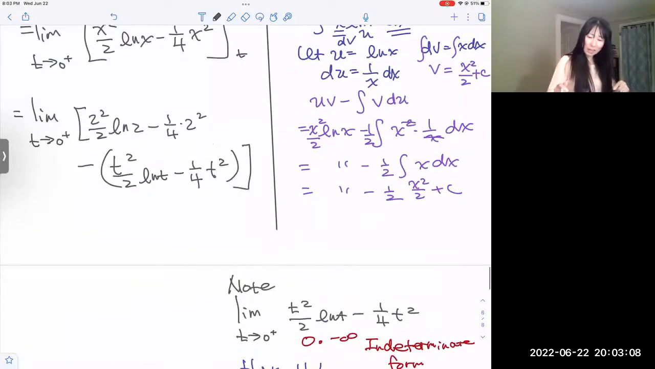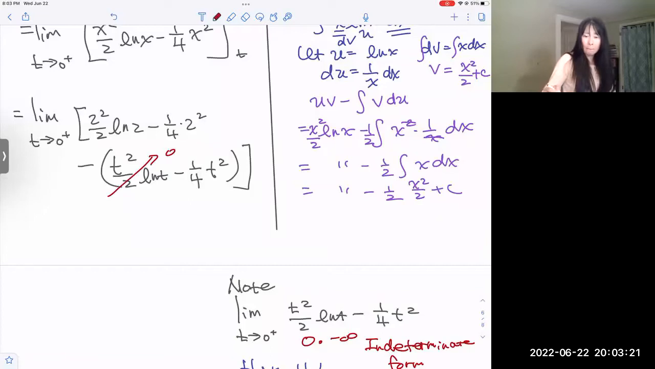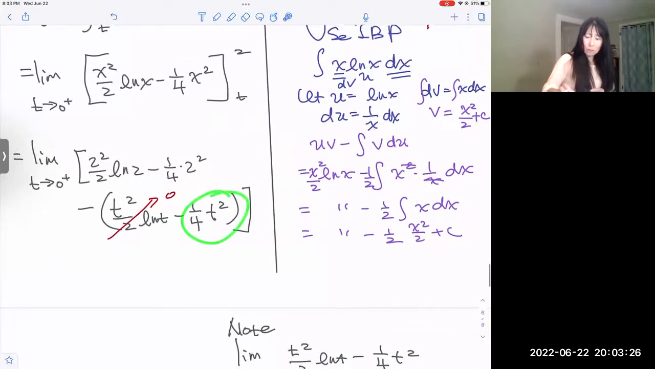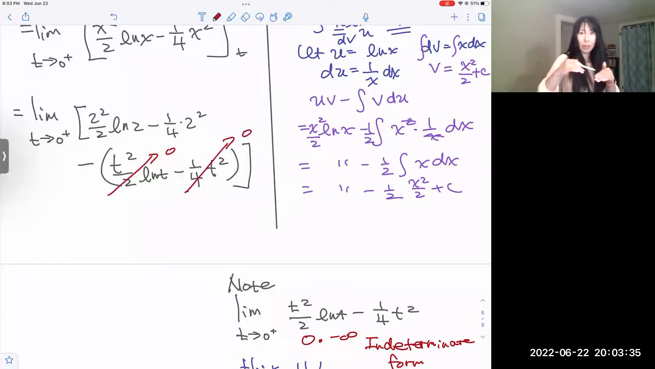Okay, all right. So this is 0 we just found. What about this one? We just found this is 0, right? What about this one? This is 0. We just did, negative with the t squared. When t approaches 0 from the right is 0, right?